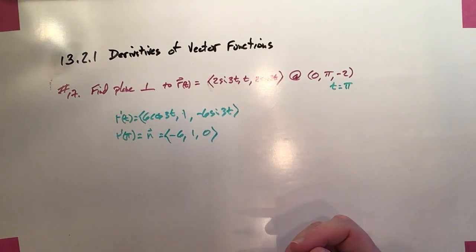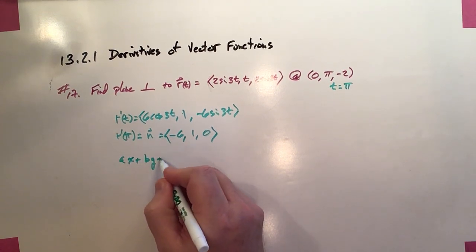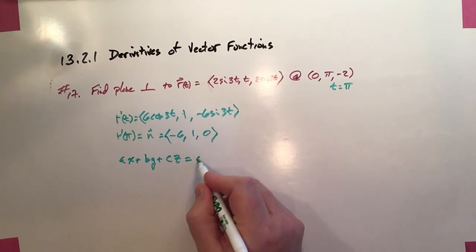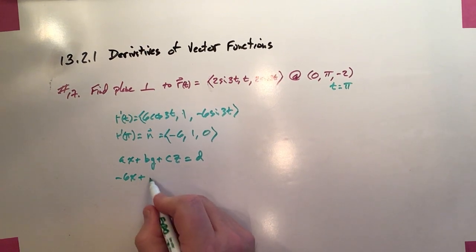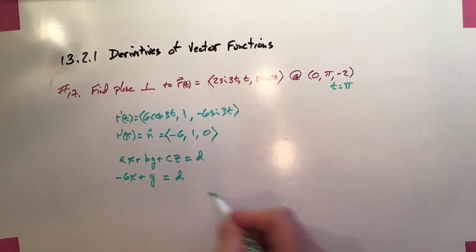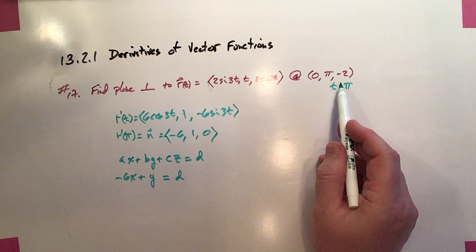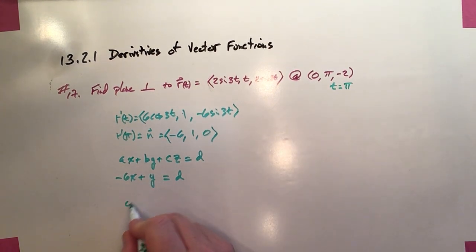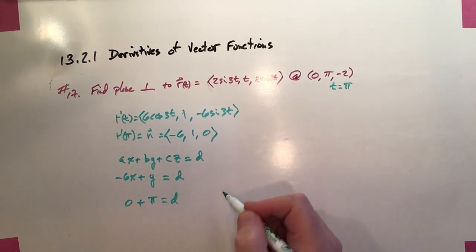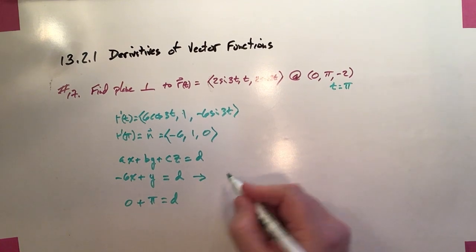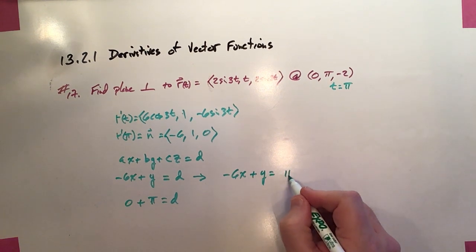Now I just have to write the general equation for a plane, and that's going to be ax plus by plus cz equals d. And these are the direction numbers. So it'll be -6x plus y equals d. And in order to figure out what d is, now I just need to plug in the point it runs through. So I'll plug in 0 for x, so this will be 0, plus pi for y, and that equals d, so clearly d equals pi. So that makes our final equation for the plane -6x plus y is equal to pi.